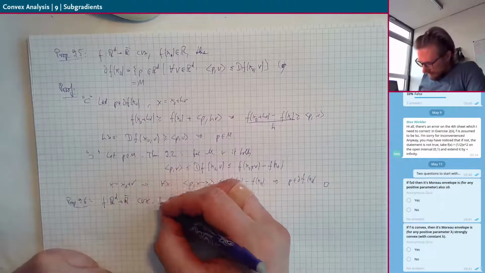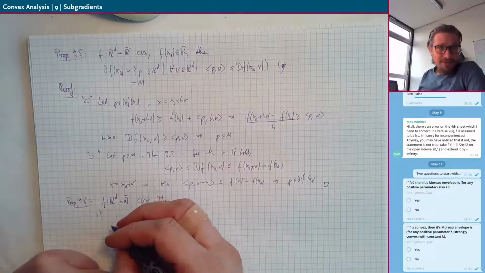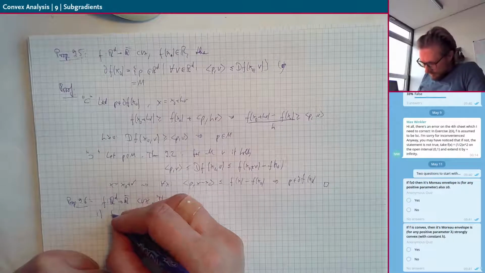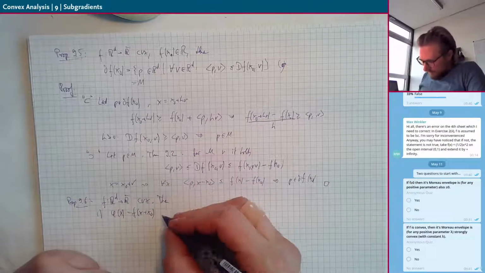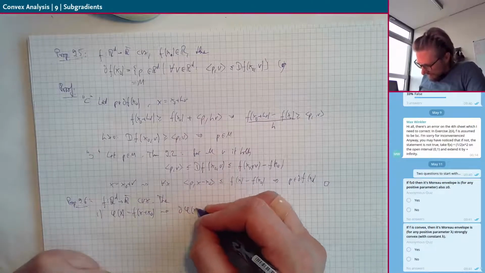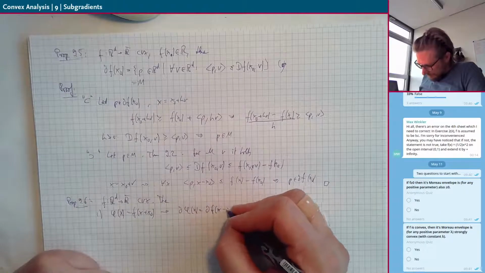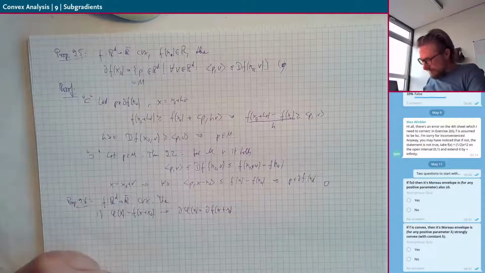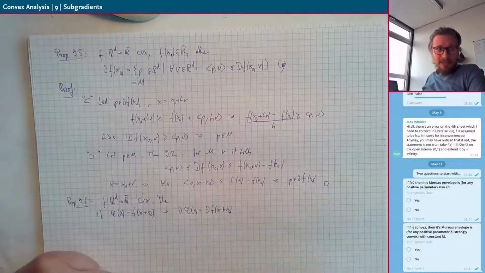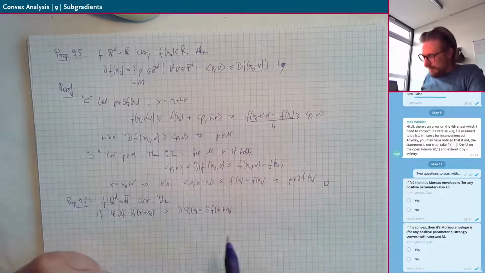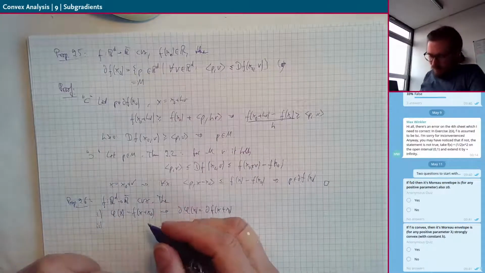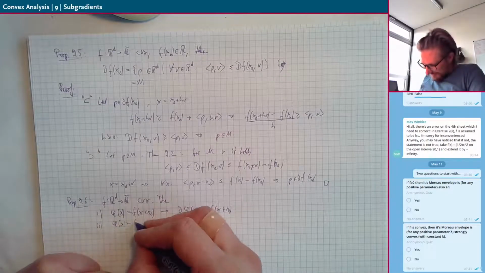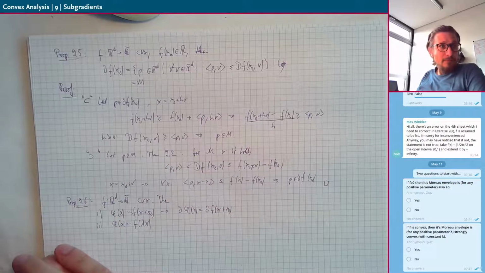If we have a translation, if phi of x is f of x plus x0, then the subgradient of the translation is just the subgradient at the translated point. Nothing bad happens here, so it's pretty obvious. If you translate the graph, you can translate all supporting hyperplanes, and also by formula it's totally straightforward to show. It's basically doing nothing. But what is now with scaling inside?